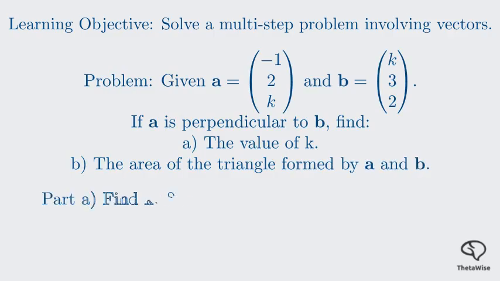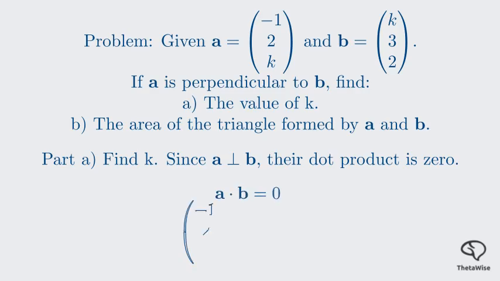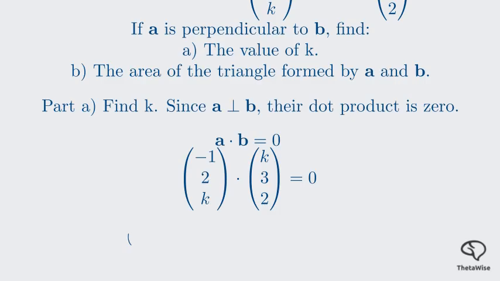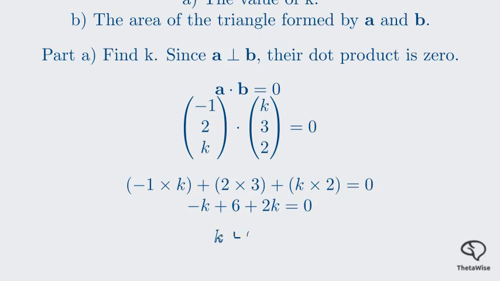First, for part A, if the vectors are perpendicular, their dot product must be 0. So we calculate the dot product of (1, 2, k) and (k, 3, 2) and set it equal to 0. Multiplying corresponding components and adding gives us 1 times k plus 2 times 3 plus k times 2 all equals 0. This simplifies to k plus 6 plus 2k equals 0. Solving for k, we find that k must be equal to 6.